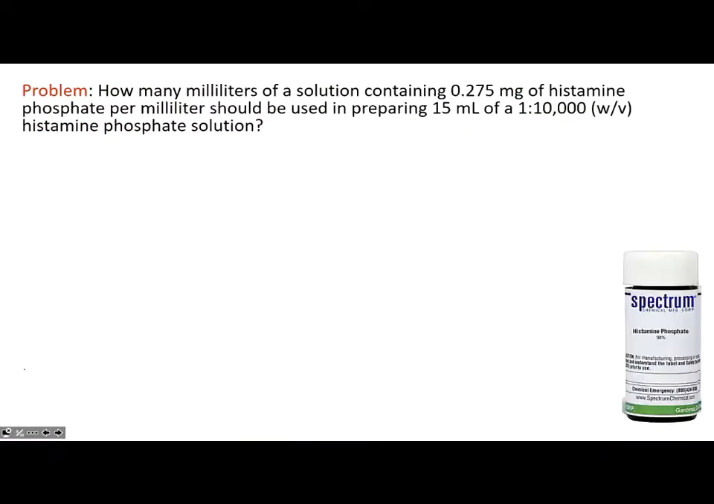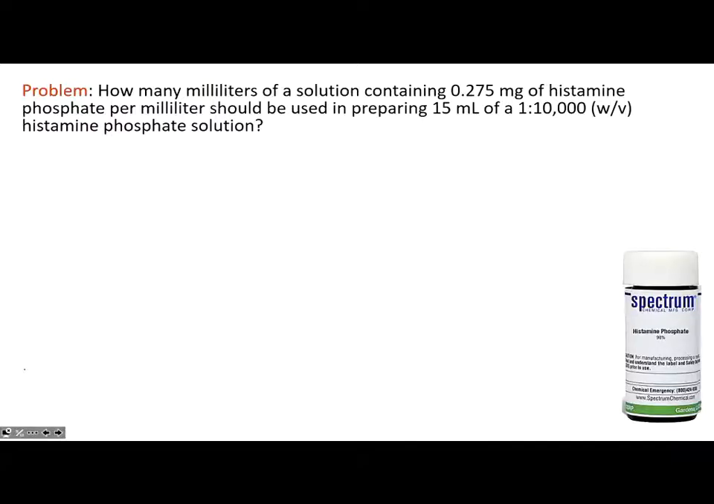Okay? Let's keep going. Same sort of thing. Let's do a different variation. I'll go a little bit quicker. It says, how many milliliters of a solution containing a concentration of 0.275 milligrams of histamine phosphate per milliliter should be used in preparing 15 milliliters of a solution that contains a 1 to 10,000 weight per volume concentration?